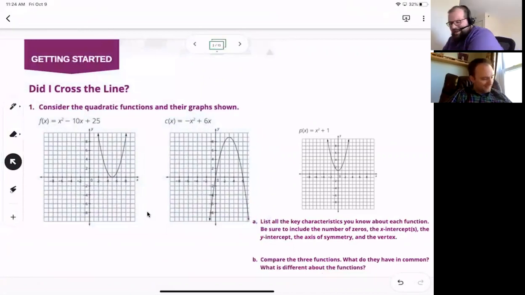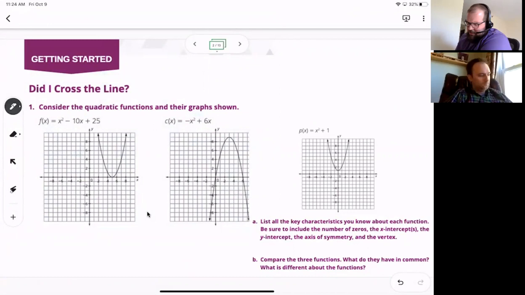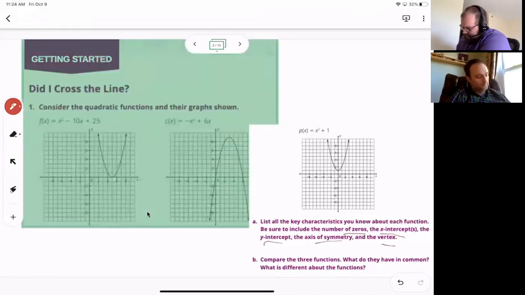So I kind of like this title question, the did I cross the line? And that's really going to be an important characteristic and the most important thing that we're going to talk about today as far as this idea of things that are zeros that we don't see on a graph. So we're supposed to be listing key characteristics that we know about these functions. We got a number of zeros, x-intercepts, y-intercept, axis of symmetry, and the vertex.